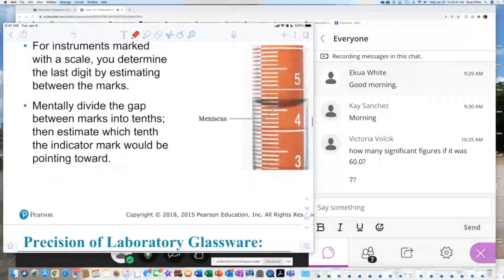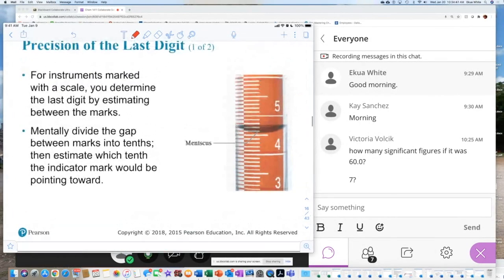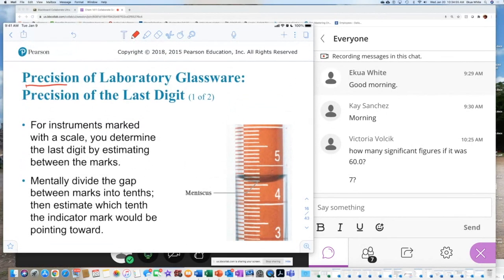Okay, so like I mentioned, right? I mentioned this, that we will be working on this to get more practice, because we only do one, but it's important to know how to read instruments in the lab. So we're going to be looking at precision of laboratory glassware. Can you trust the glassware? Are you using the correct glassware? And the last digit. Why are we focusing on the last digit? This is usually the one that you guess, the one that causes uncertainty.